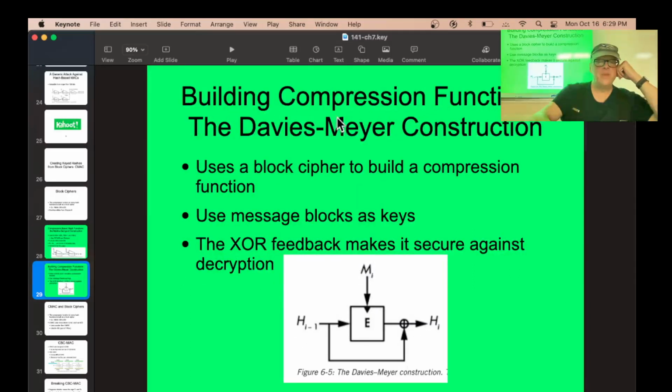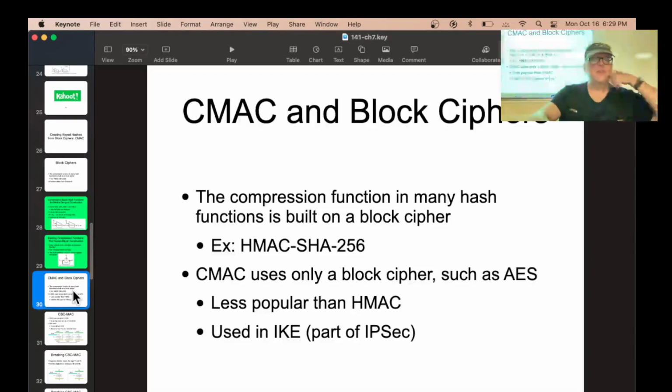And so you use a block cipher to build a compression function. In this construction you take the input from the previous block and use it as the IV here, and you also XOR it here. The point of that is that now you can't use decryption to reverse it. These are some things we talked about in a previous chapter. So the compression function is often built on a block cipher, while your HMAC can be built on SHA-256.